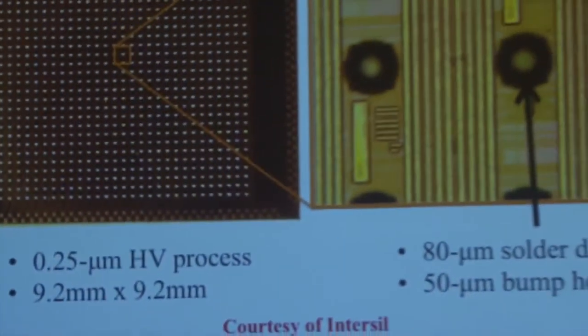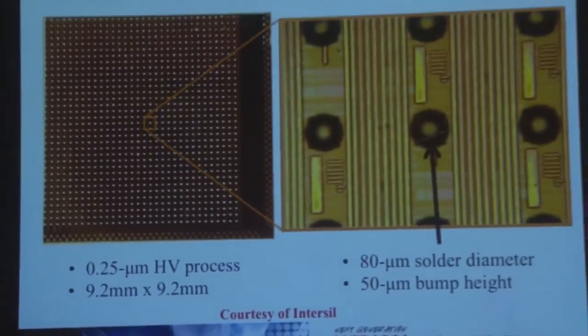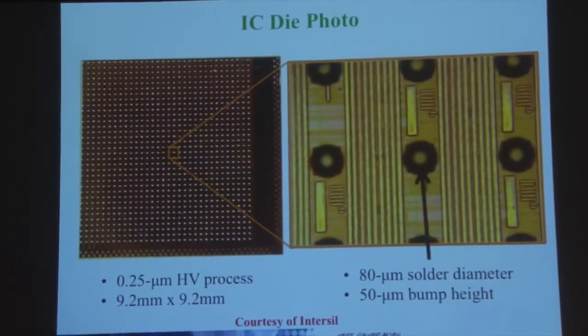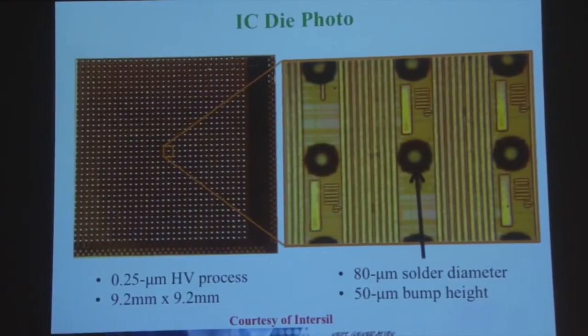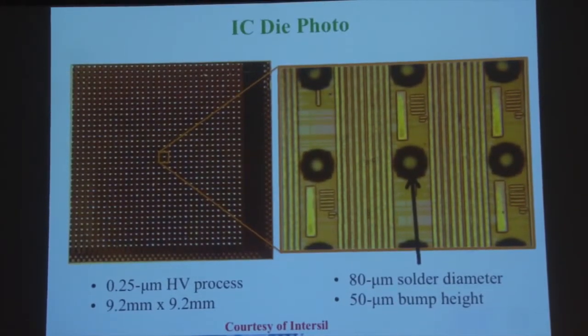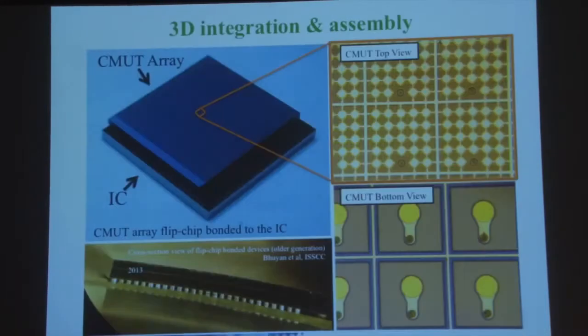This is an exact picture of the die now. This is the ASIC with all the solder bumps on it. My battery is running away, but you can see solder bumps in here, and this is the ASIC. It's 9.2 by 9.2, and I should acknowledge Intersil, that actually we design these things, we tape them out, and they give us the silicon for free. So that's a very nice relationship.